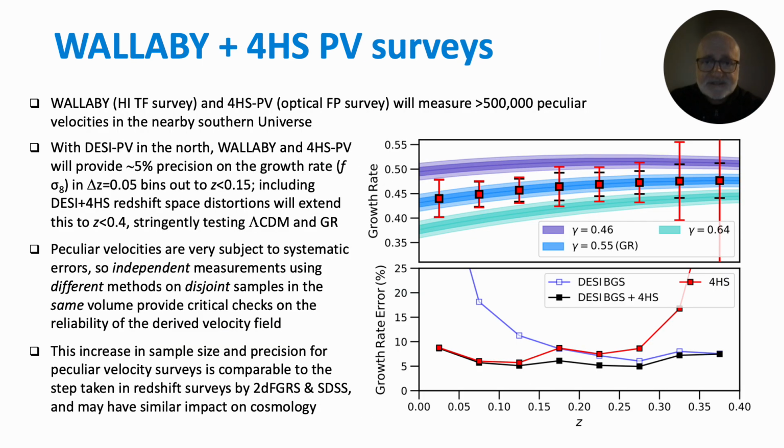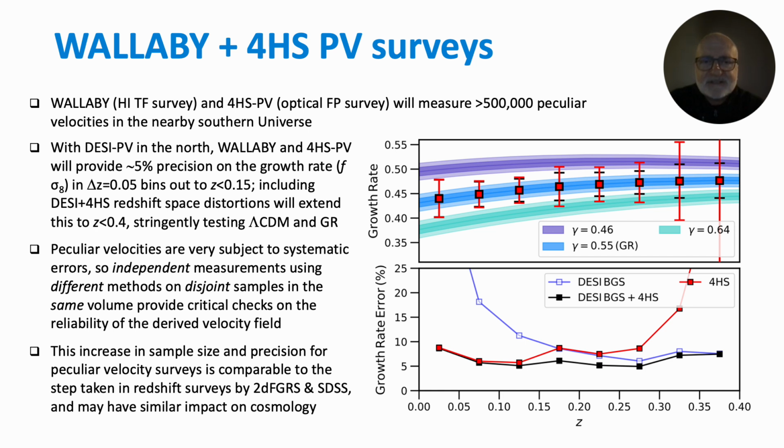Of course, the strongest constraints come from combining all the new surveys, north and south, both Tully-Fisher and fundamental plane. Combining peculiar velocities from DESI in the north with WALLABY and 4HS in the south will provide about 5% precision on the growth rate in 0.05 bins of redshift out to a redshift of 0.15. Including DESI and 4HS redshift space distortions will extend such constraints out to redshift 0.4. And that will provide a really stringent test of the lambda CDM model and general relativity.